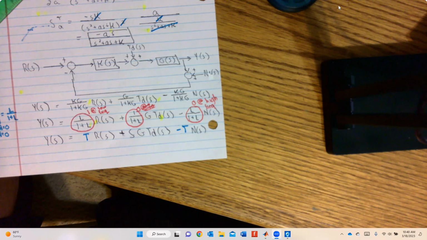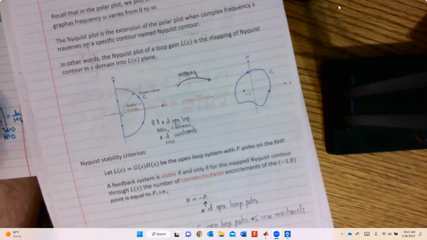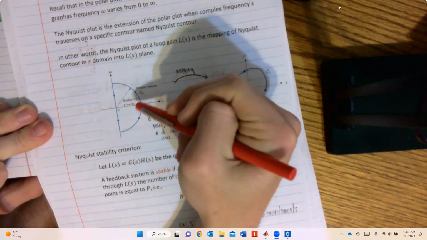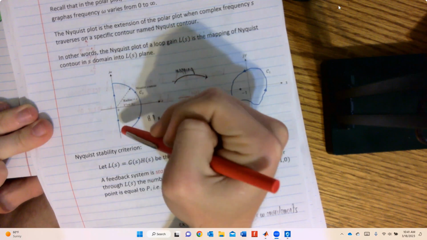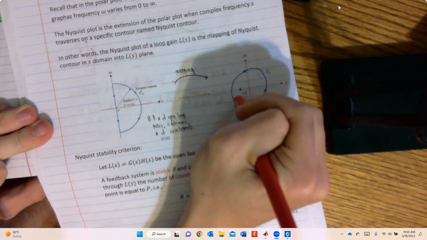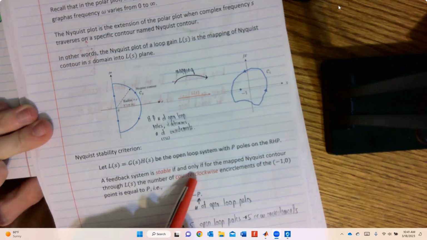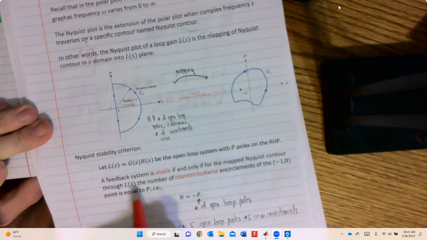So basically, now that we saw that was a pretty good overview, with this part I'm just going to walk through it because it's basically stated pretty well in the notes. For the Nyquist contour, it's basically the entire right-hand plane, and you're trying to do encirclements about -1. So feedback is stable if the number of counterclockwise encirclements is equal to the number of poles you have.